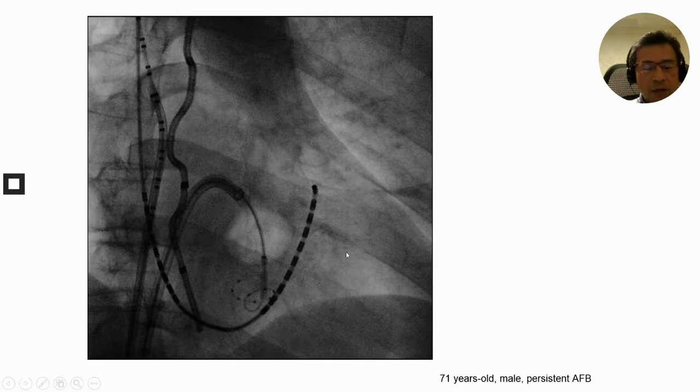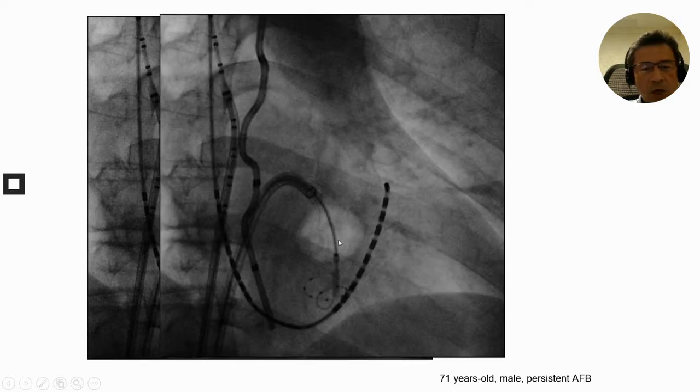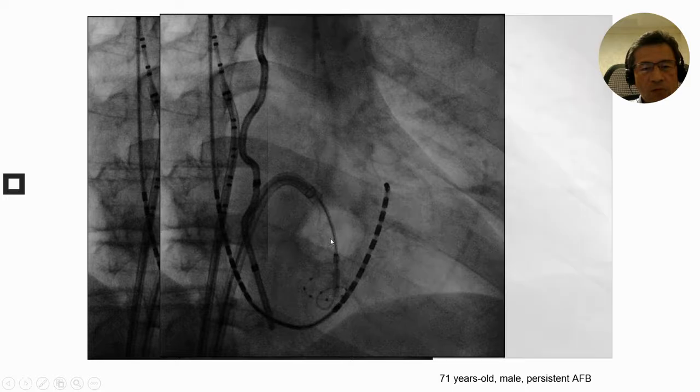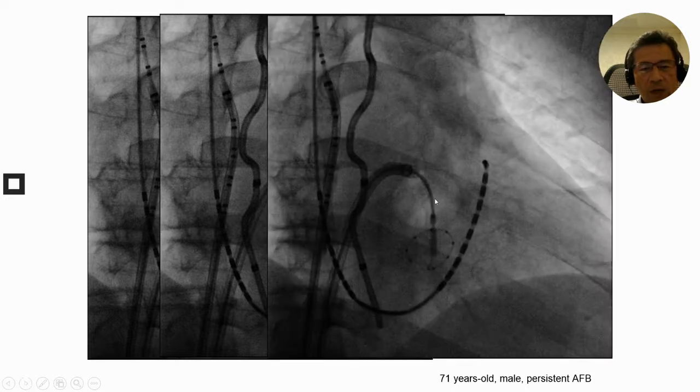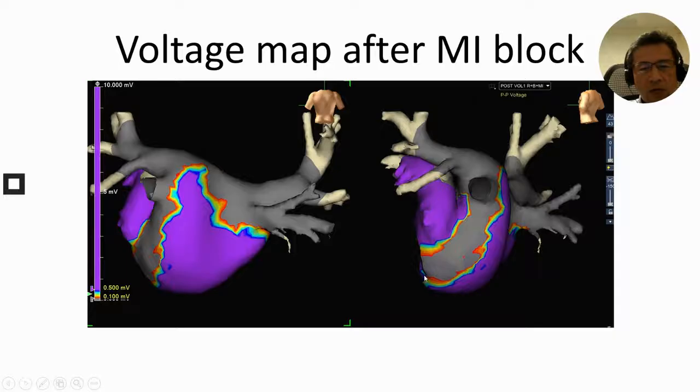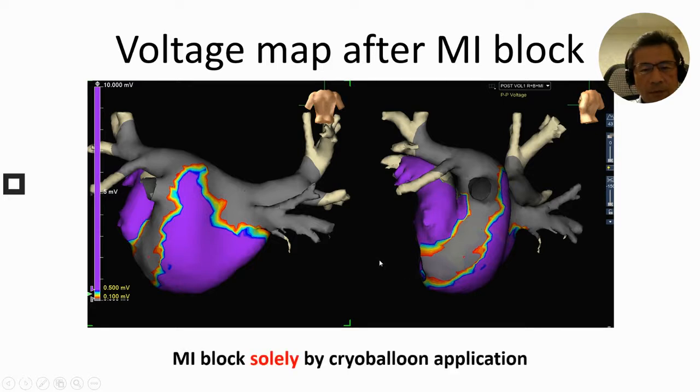Let me introduce other cases. We position the cryoballoon at the mitral isthmus area first, freeze, and then move a little bit upward, freeze, and move a little bit upward, freeze. By this procedure, we were able to create a long conduction block line along the mitral isthmus area. Solely by cryoballoon application, however, the success rate is 50%.